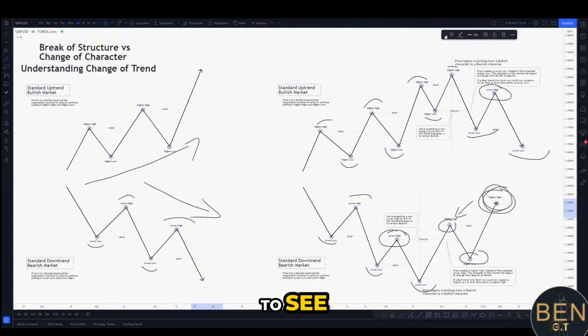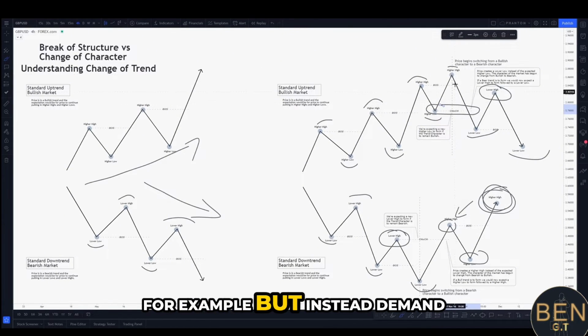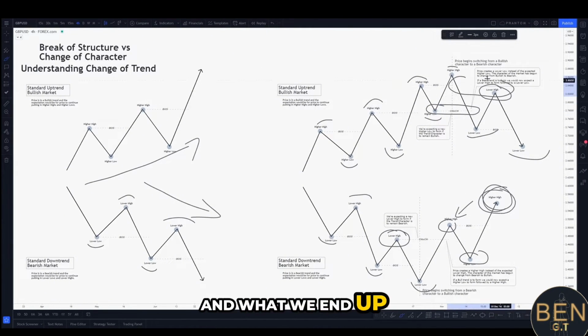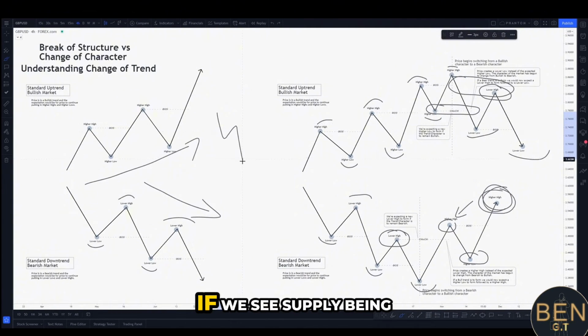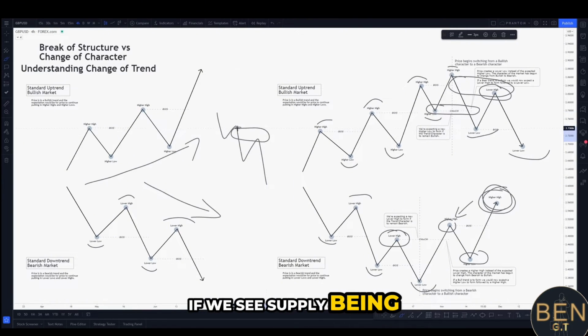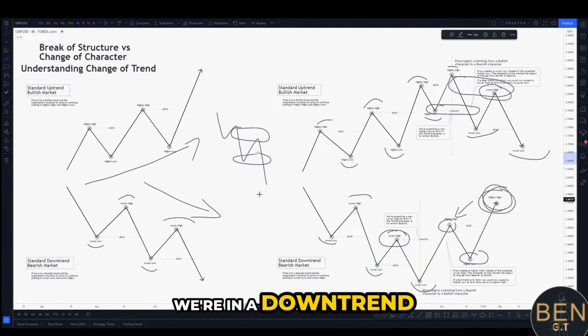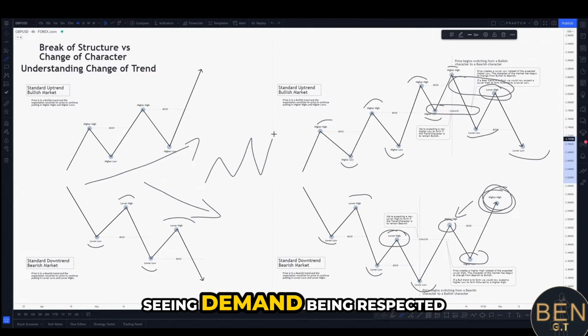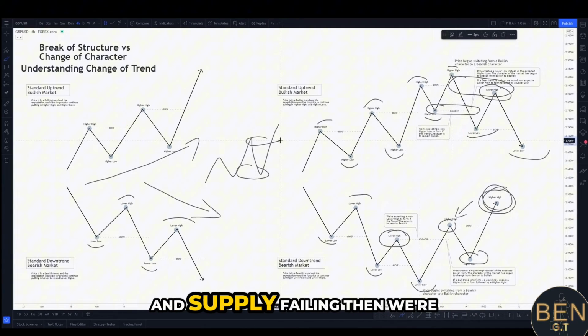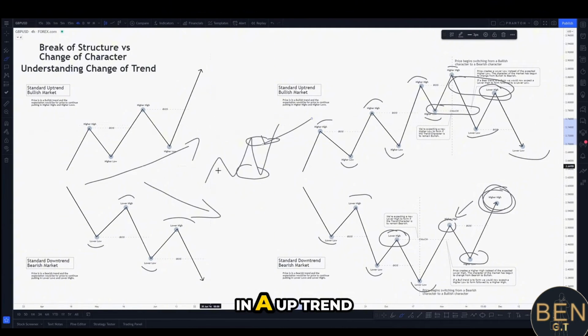Because what we can start to see when we're looking at changes of character is, we have a demand zone. We're expecting demand to be respected for price to put in a higher high, for example, but instead demand fails, and what we end up seeing is supply being respected. And like I said in the market structure videos, if we see supply being respected and demand failing, we're in a downtrend and we're expecting lower lows and lower highs. If we're seeing demand being respected and supply failing, then we're in an uptrend and we're expecting higher highs and higher lows.